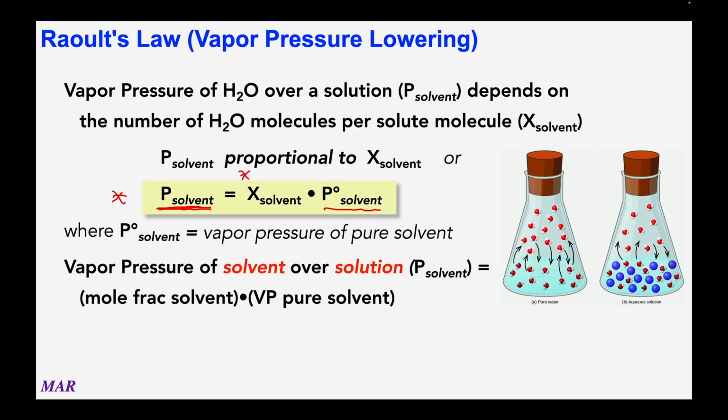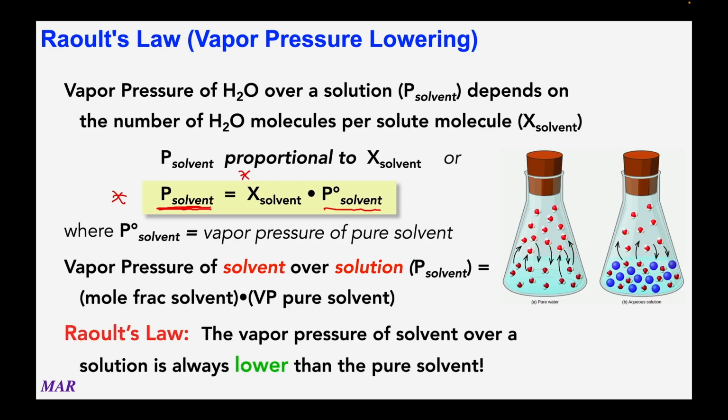The vapor pressure of the solvent over the solution is P solvent, the part on the left. And that equals the mole fraction of the solvent, not the mole fraction of the solute, mind you, but the mole fraction of the solvent, times the vapor pressure of the pure solvent. That P0 means pure vapor pressure. And in a nutshell, what that means, solution vapor pressure will be less than pure solvent vapor pressure. Raoult was the scientist that first figured this out. The vapor pressure is lower in the solution than it is in the pure solvent.